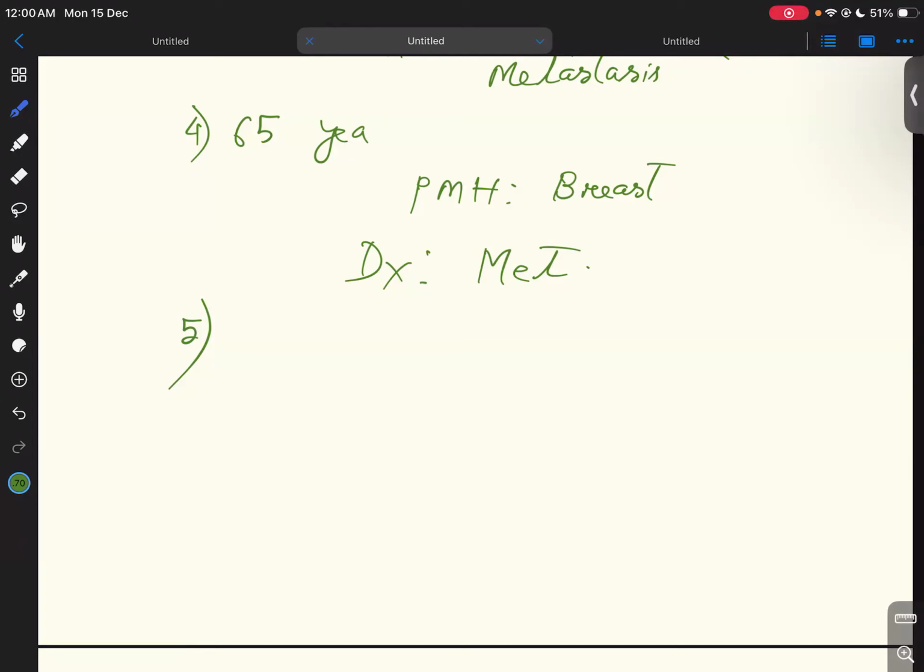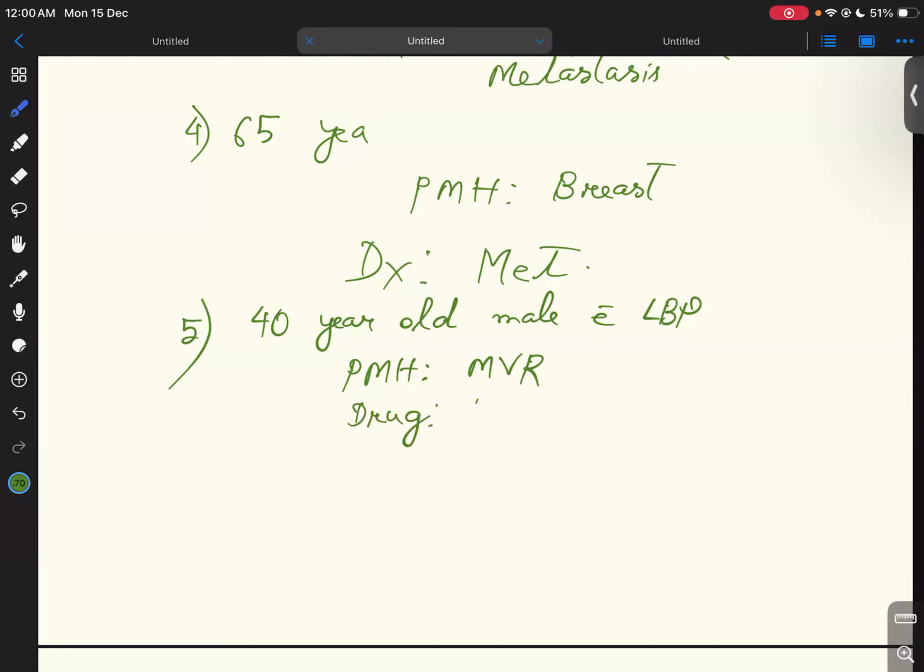Let me ask you another question. It is a real case. A 40-year-old male with low back pain. In the past medical history, the patient tells you that he is a case of mitral valve replacement. He tells you that he had valve surgery. In the drug history, he is taking warfarin.